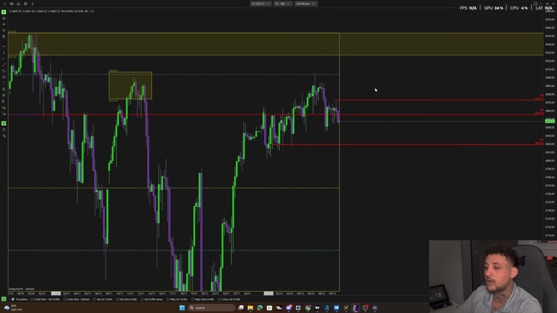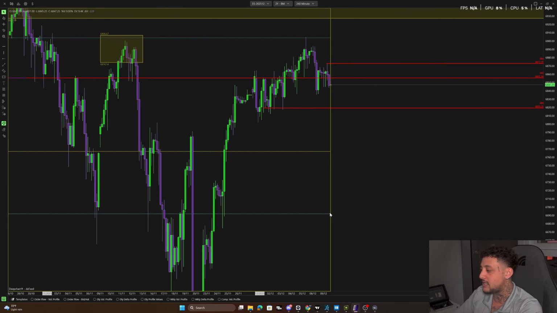But just based off of technicals and volume, I would be looking for price to come back down into an area of previous value, which is going to be, in this situation, this technical low, then potentially the VWAP, then potentially all the way down into the value area low.